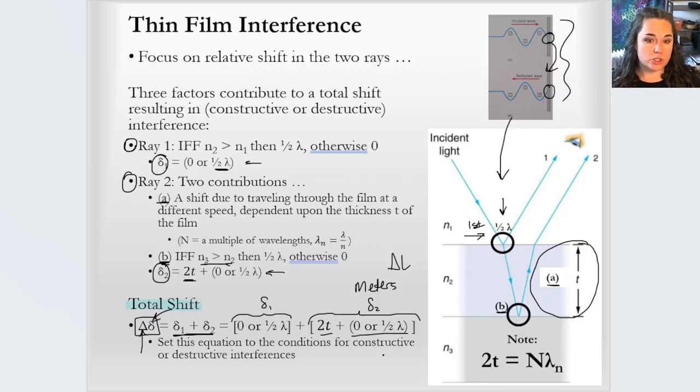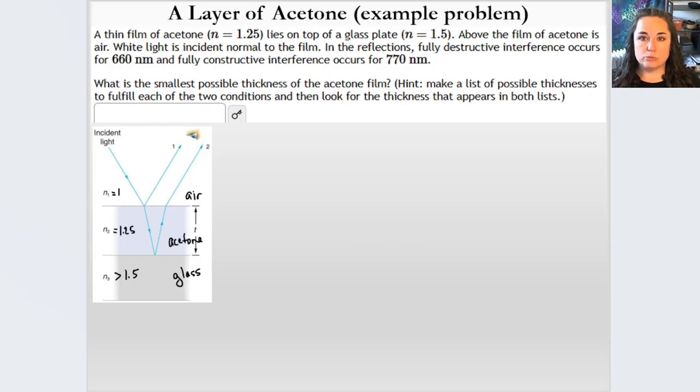If you want constructive interference, we're going to set that equal to m lambda. If you want destructive interference, we're going to set that equal to m plus a half lambda, like we have for prior interference problems. Okay, so I've moved through that. Take notes on it, and try to process it. But I think moving on to a problem with an example is going to be a good way to practice applying these concepts, and then setting up a problem to solve.